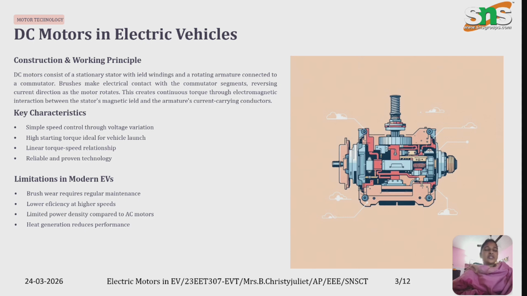But the limitation is that the brushes make the system more bulky and they wear out easily, so it needs maintenance. It is also less efficient at higher speeds and produces more heat. So DC motors are simple but not widely used in modern EVs.